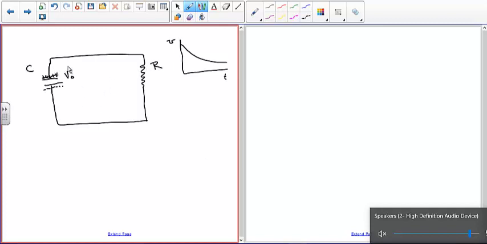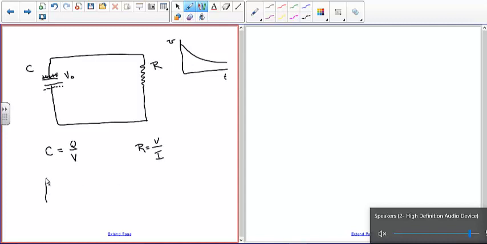The way you work these problems is you look at the relationships associated with each part of the circuit. So for the capacitor, we know that the capacitance is equal to the charge divided by the voltage, or the electric potential. And for the resistor, it's called Ohm's law. Ohm's law says the resistance is the voltage divided by the current.